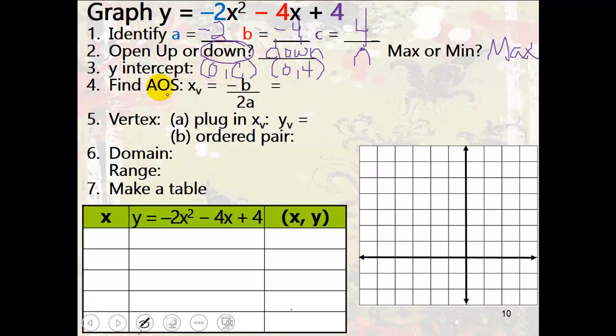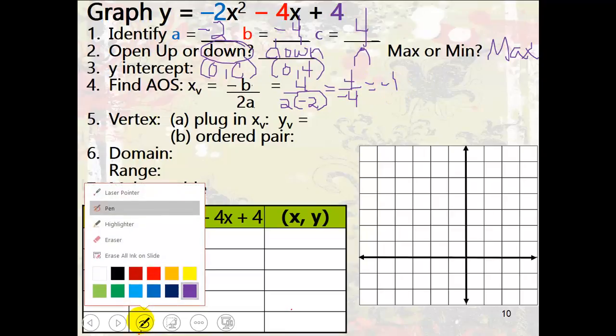I'm going to find the axis of symmetry, which also gives me the x-coordinate of my vertex by using the formula negative b over 2a. So I get the opposite of negative 4. That's 4. And then 2 times negative 2. So I get 4 over negative 4. That's negative 1. So here is, I'm going to do it in red.